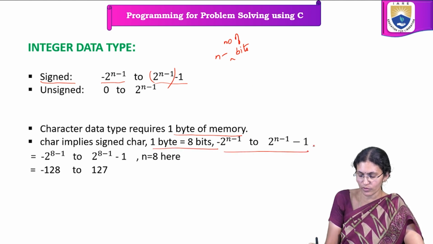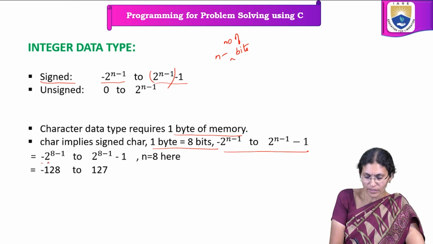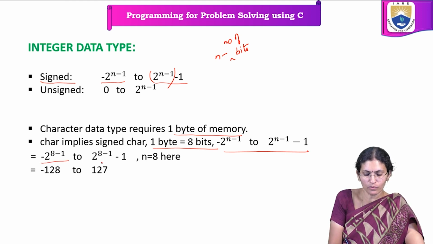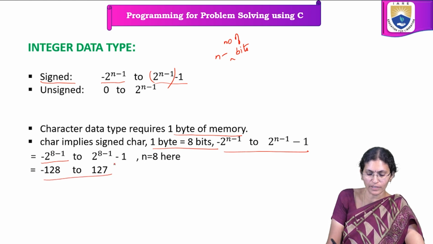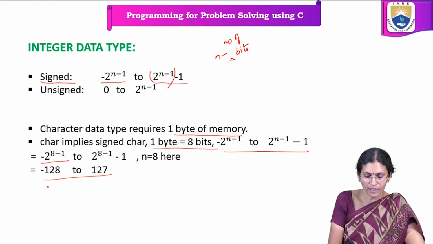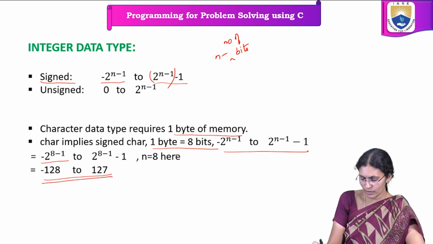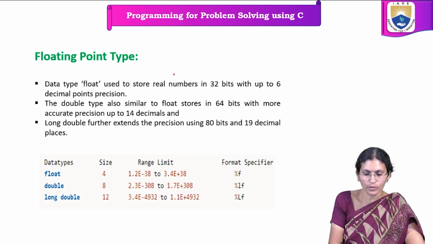So therefore, making use of this formula, minus 2 power 8 minus 1 to 2 power 8 minus 1 minus 1, it is equal to minus 128 to plus 127. So in this way we can calculate the range of values for a particular data type. Next is floating point type.